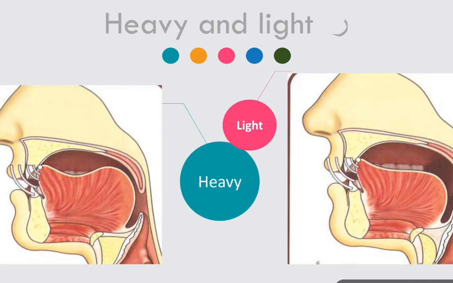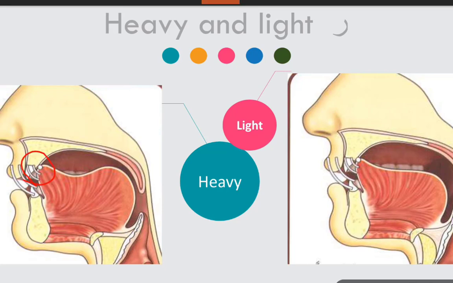As you see here, both types of ra strike or touch the same part, and the difference is only in the back part of the tongue. So the heavy ra, when we have ra fatha or ra dhamma, will be heavy like this. When we have ra kasra, it will be light like this one. So ri, ra, ru, like this.